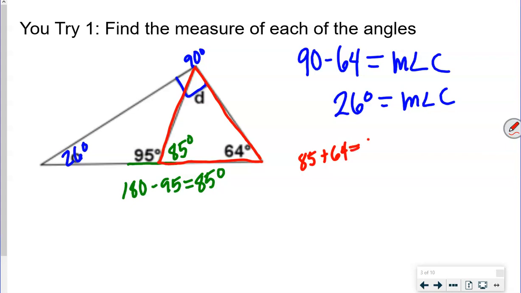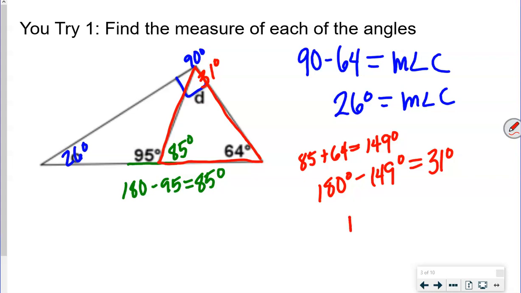And that gives us 149. And then what are we going to do with that 149? We're going to subtract it from 180, aren't we? And that's going to give us that angle D up there. So 180 minus 149 is 31, right? So this angle up here is 31 degrees. That's our D, okay? So the measure of angle D was 31 degrees.